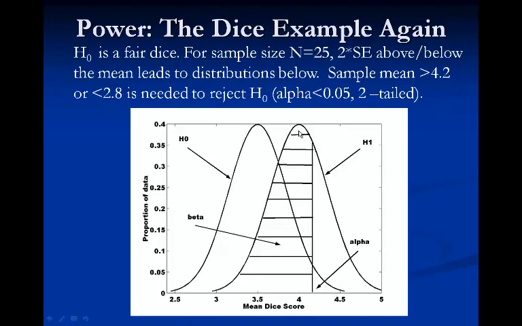So this illustrates that in this situation we have a relatively low power to detect the effect of a dice which has just a 0.5 higher mean score than expected under the null hypothesis. So we can see that as we move this decision line up and down, we alter the alpha rate, but we also alter the beta rate in an opposite way. If we accept a larger alpha level, we reduce beta and we increase our power. Power is the opposite part of this distribution from beta, which is shaded with the horizontal lines.